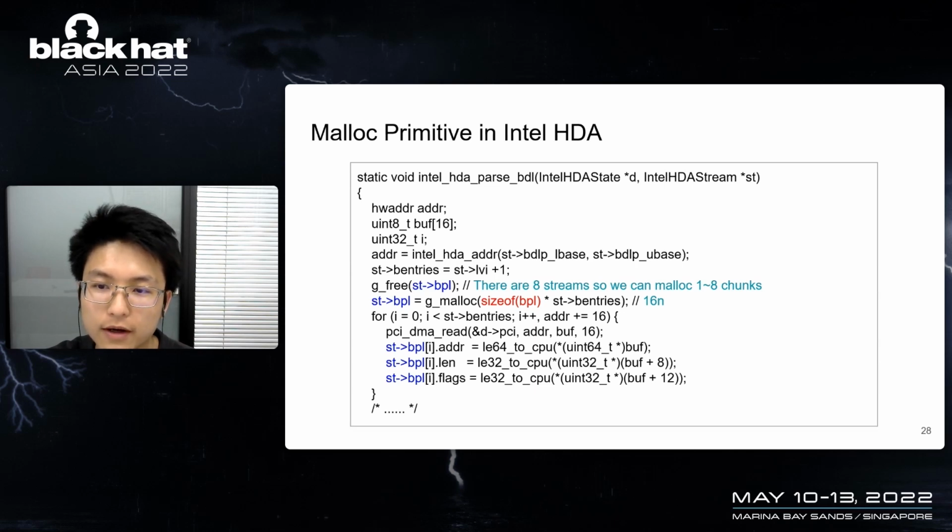Finally, there are 8 streams in the HDA device, which means the guest can call several free and allocate primitives in one scatter-gather DMA operation. So this is also a perfect primitive to construct the heap feng shui.